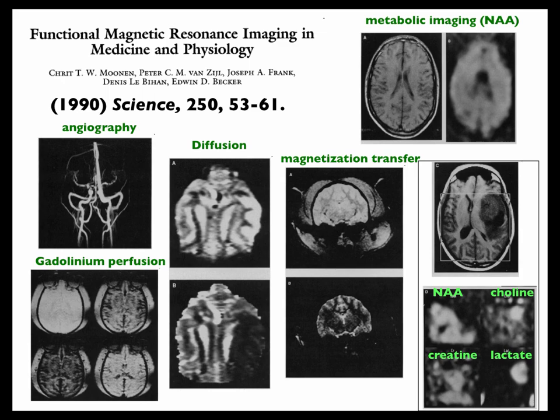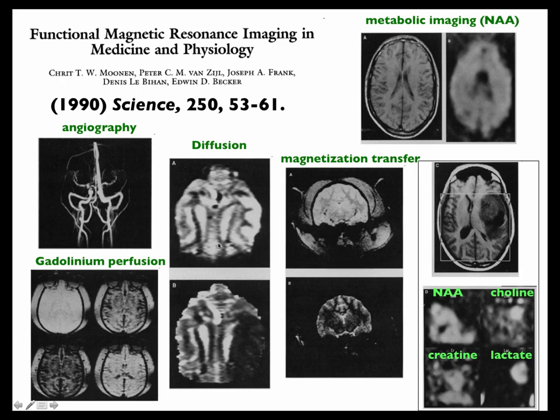And if you look at this, this was in 1990. What's missing is what we call functional MRI today. And this actually came along about a year later. But you did have things like angiography, which was able to look at blood flow. You had gadolinium perfusion, able to look at blood perfusion and how it traversed through the brain.